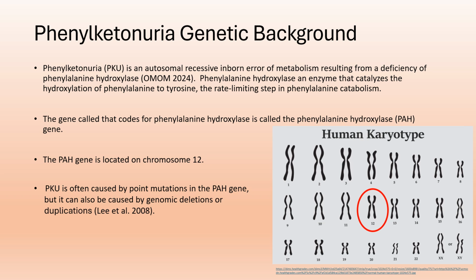The gene that codes for this enzyme is called the phenylalanine hydroxylase gene, pretty similar. The PAH for short. The PAH gene is located on chromosome 12, and this disease is often caused by point mutations in the PAH gene, so just switching out one nucleotide for another, but it can also be caused by larger deletions or duplications. And this photo I have is just circling chromosome 12 where the mutation is located.